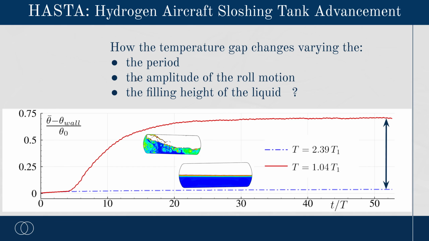To summarize, by looking at the time history of the average temperature, we can clearly see how the heating process is completely different in these two oscillation regimes of the tank. With slight motion, there is stratification of the temperature, and the increase of the average temperature is very limited. On the contrary, when the motions are close to a resonant regime and the free surface starts to largely deform, the heating process becomes very energetic.